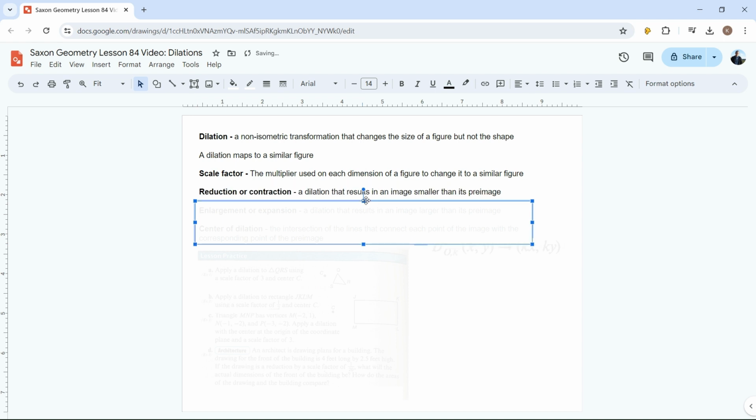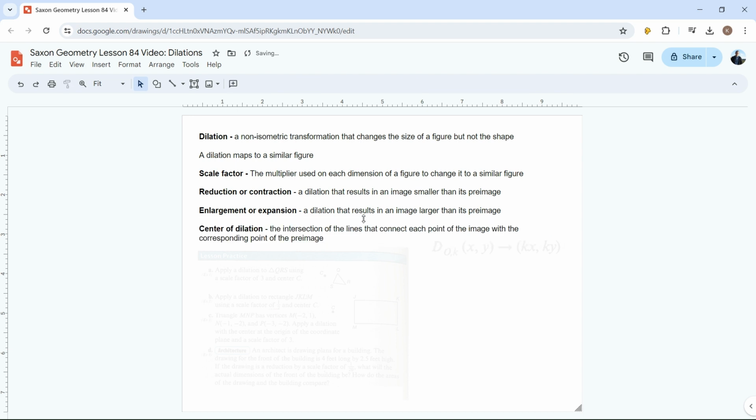A reduction or contraction occurs when our scale factor is less than 1. It's a dilation that results in an image smaller than the pre-image. An enlargement or expansion results from a scale factor greater than 1, like 2 or 3. It results in a larger image compared to the pre-image.